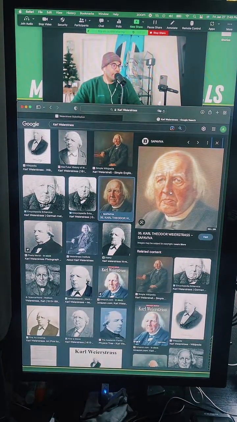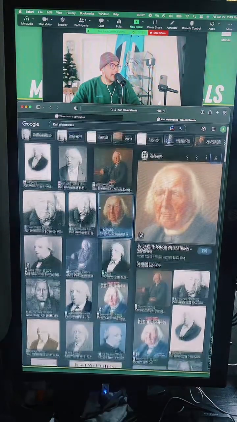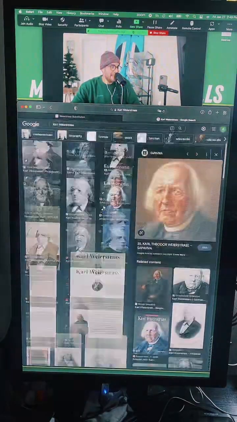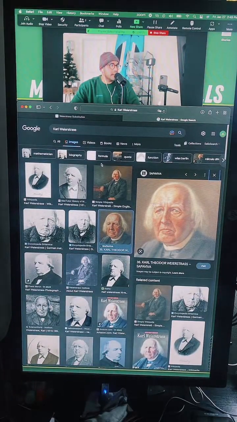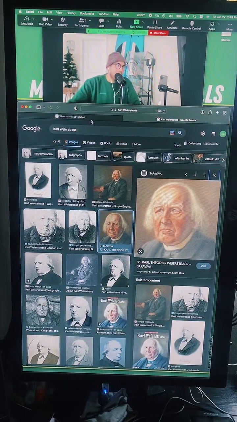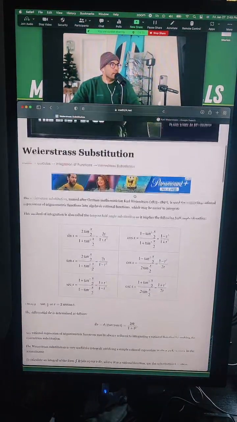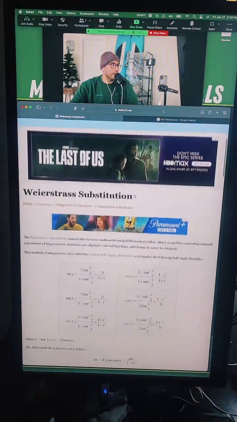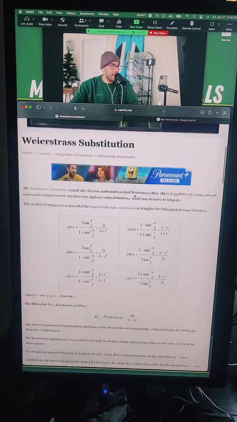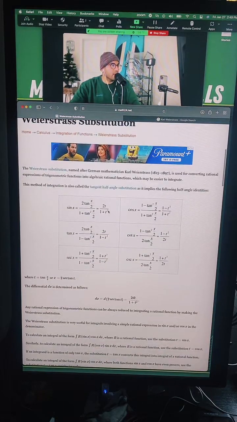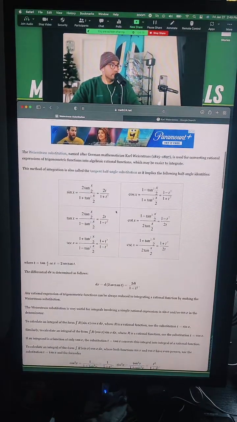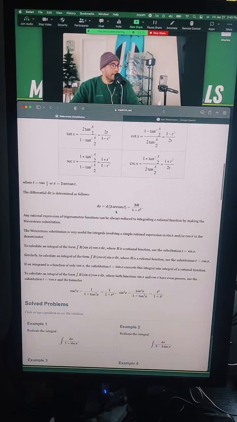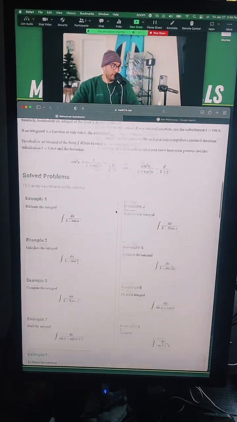And we have this guy to thank. Look at this young, handsome German lad. Oh my goodness. I don't know if he was the founder of it, but we can thank him for creating these half angle or tangent half angle substitutions that are going to help us solve a lot of integrals that we have here.